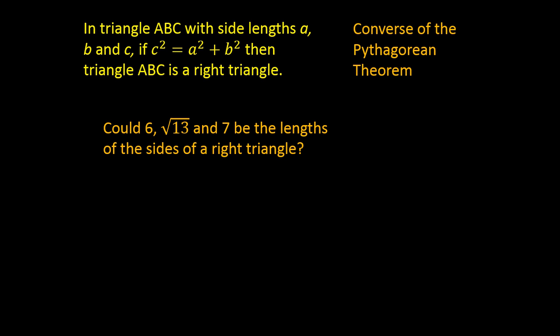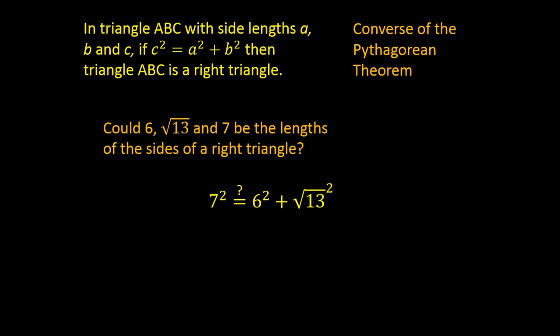So think about the three numbers. Obviously 6 is not the largest number because 7 is bigger than that. So the only question is, is the square root of 13 larger than 7? And it definitely is not, because the square root of 13 has to be somewhere between the square root of 9 and the square root of 16. I'm thinking of 9 and 16 because they are perfect squares. So 13 is between 9 and 16. The square root of 9 is 3 and the square root of 16 is 4. So the square root of 13 is somewhere between 3 and 4. Definitely not bigger than 7.